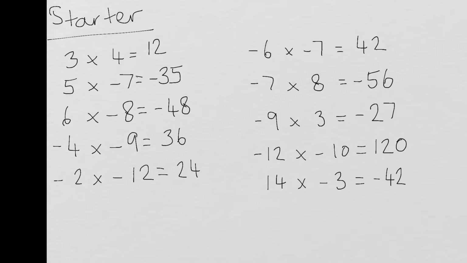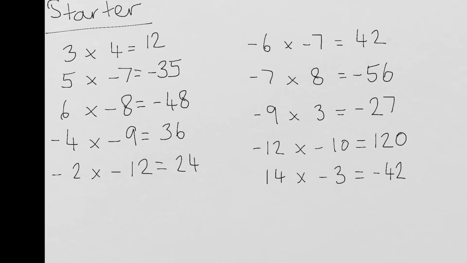Okay, so hopefully this is what you got. From the beginning: 12, minus 35, minus 48, 36, 24, 42, minus 56, minus 27, 120 and minus 42. Ideally, you need to have gotten the majority of those correct to carry on with the next exercise.